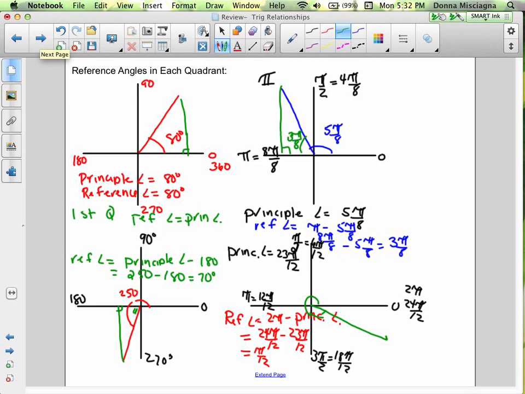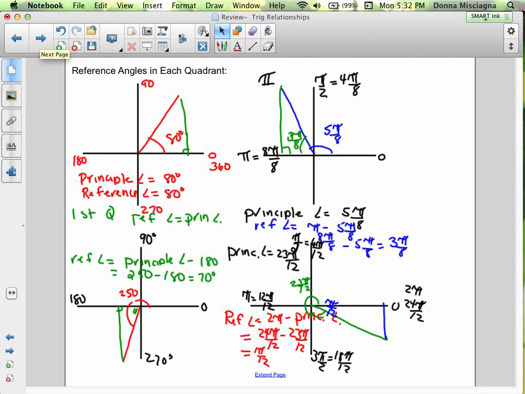So here is 23 pi twelfths, and then our reference angle heads back to the x-axis, in this case the positive, and is pi twelfths. It's kind of messy, isn't it? It's the pi that's all smooshed. There we go. And that's all there is to being able to graph and find reference angles.